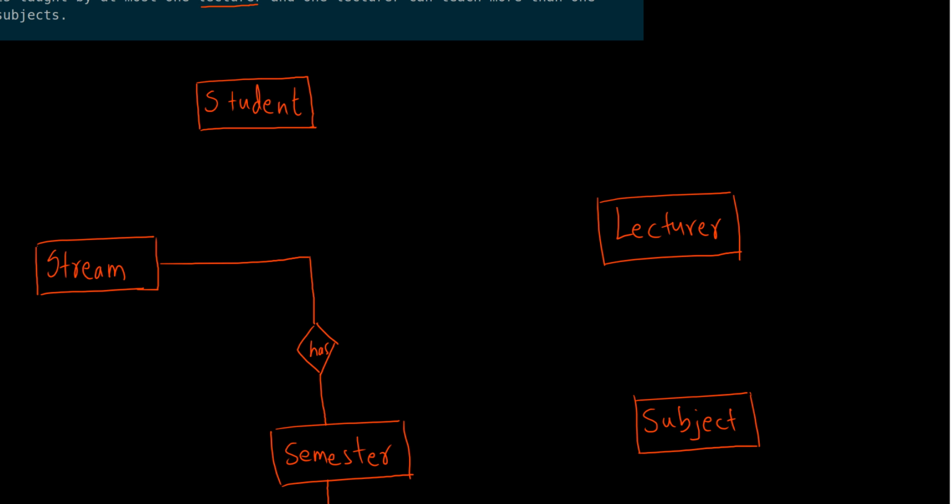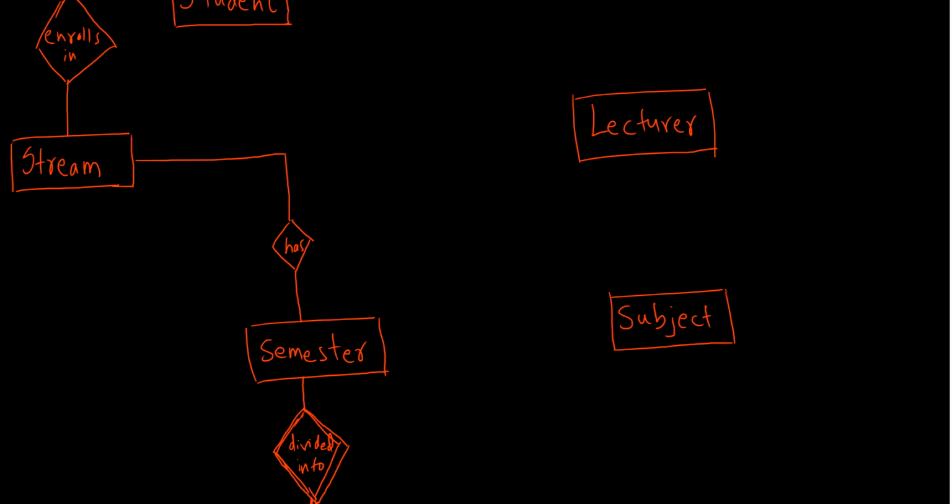Here you can write something like enrolls in, okay, this is the relationship between student and stream. And again we have certain more relations. Semester includes multiple subjects.